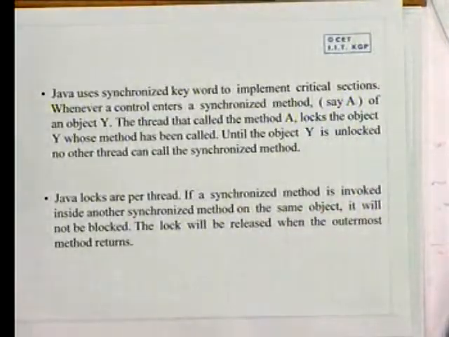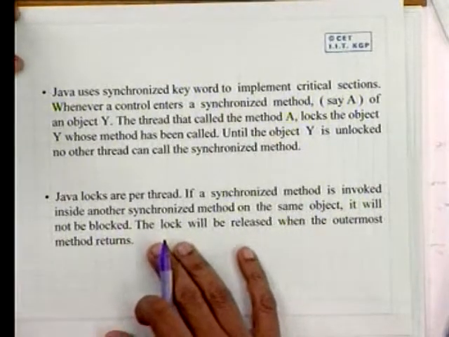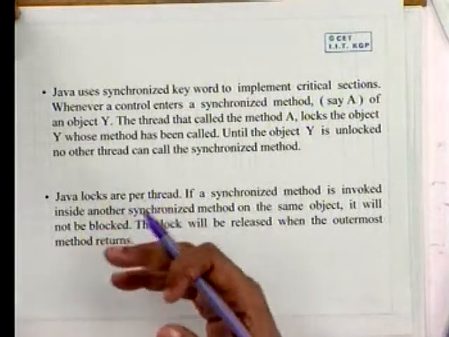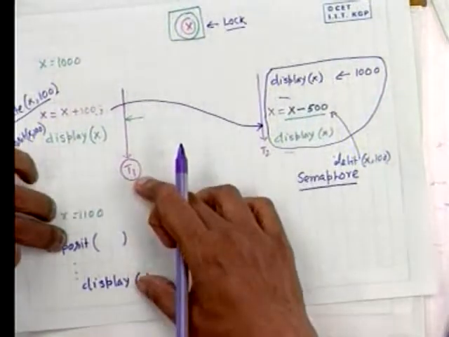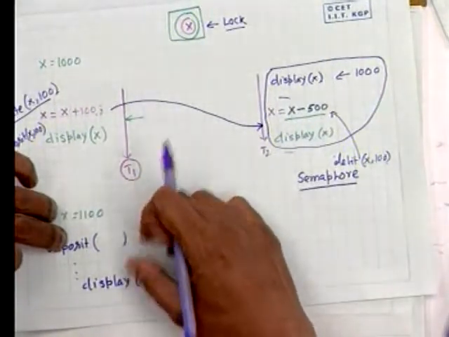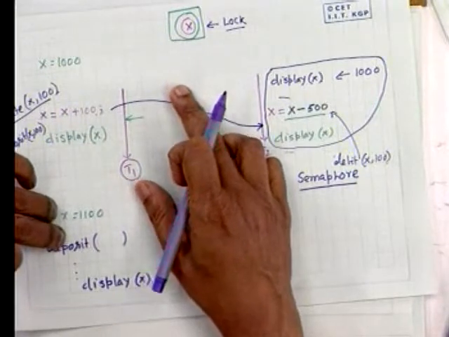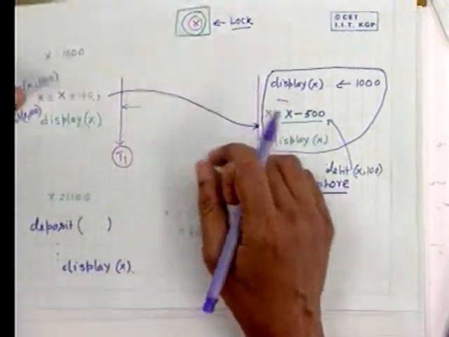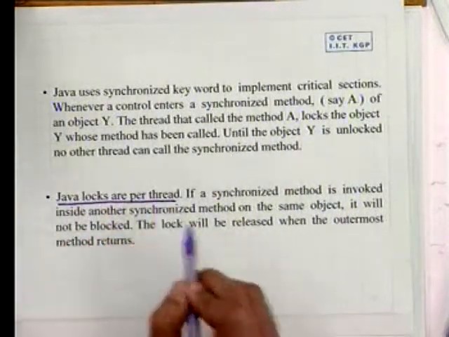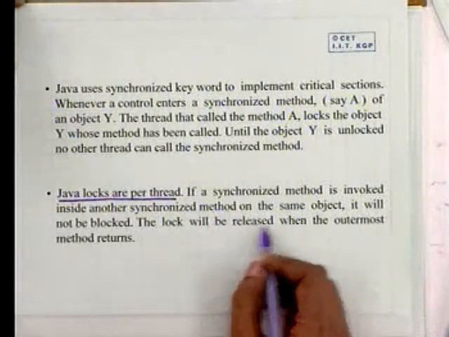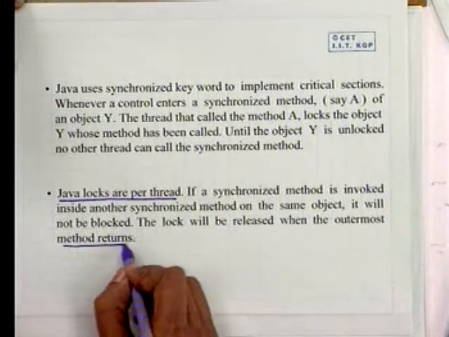This is useful, because otherwise the same thread may require to lock the object X again, that is, if T1 wants to display it again and is denied, then T1 also cannot access X, and that will be very inconvenient. This is what is meant by Java locks being per thread, and the lock will be released when the outermost method returns. So you can have a synchronized method, and within it there may be other methods which can go on accessing the same object.